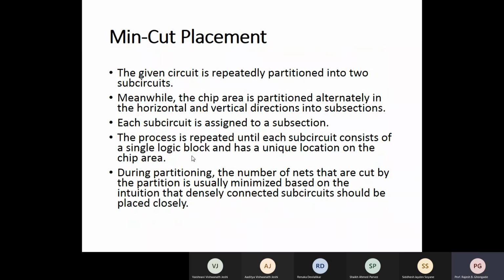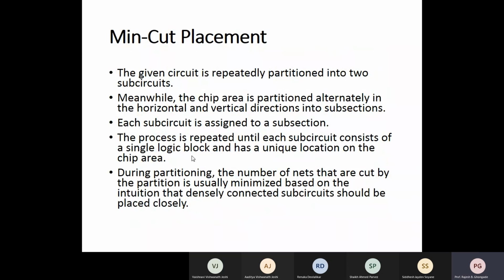We have the next type, that is min cut placement. The given circuit is repeatedly partitioned into two sub-circuits. Chip area is partitioned alternately in the horizontal and the vertical directions. Each sub-circuit is assigned to a subsection. This process is repeated until every sub-circuit consists of a single logic block and has a unique location on the chip area. So this is just a divide and rule kind of thing. Go on partitioning and ultimately find out whether your parameters, your objectives, are met or not.